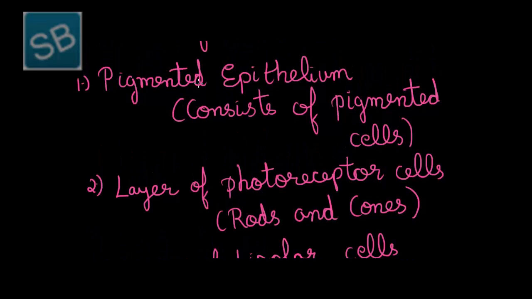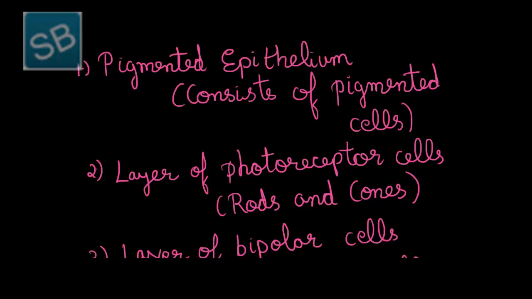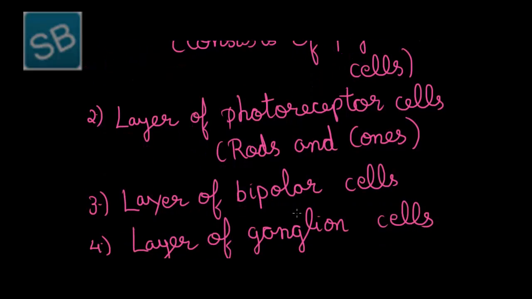As said, this first layer, that is pigmented epithelium, consists of pigmented cells. Bipolar cells are the cells which are dual, possessing polarity, bipolar in nature. This last layer consists of ganglion cells. The second layer, that is photoreceptor cells, consists of rods and cones. Let us understand them in brief.